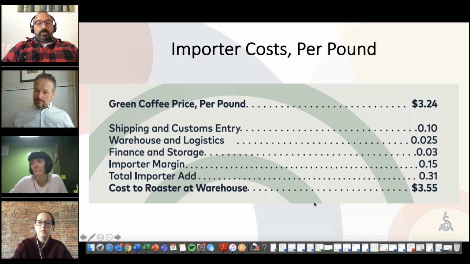But the work that is done in the middle to make sure that coffee moves and gets to you is pretty much the same in each case, depending on the volume of the coffee, et cetera. So when you get into it, you start with a $3.24 FOB price.